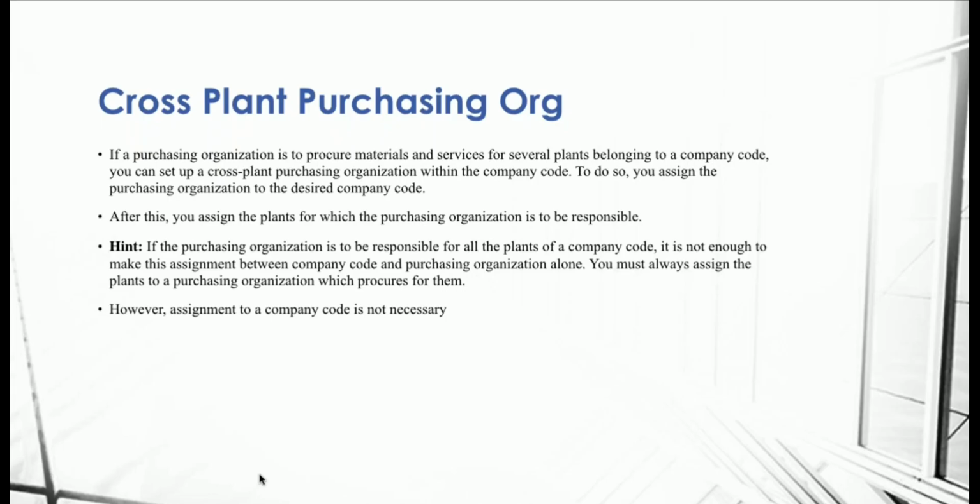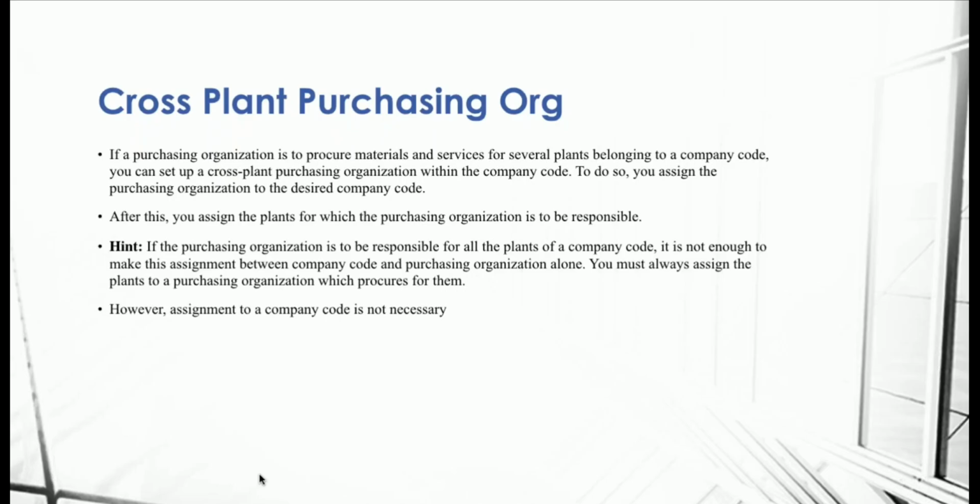If the purchasing organization is responsible for all plants of the company code, it is not enough to make this assignment between company code and purchasing org. So for example, if you have two plants, let's take the same example of what we have done. In the US, we have two plants. So if we create one purchasing organization for the US and assign it to the company code US, that is not enough. We have to assign that purchasing org to the two different plants also.